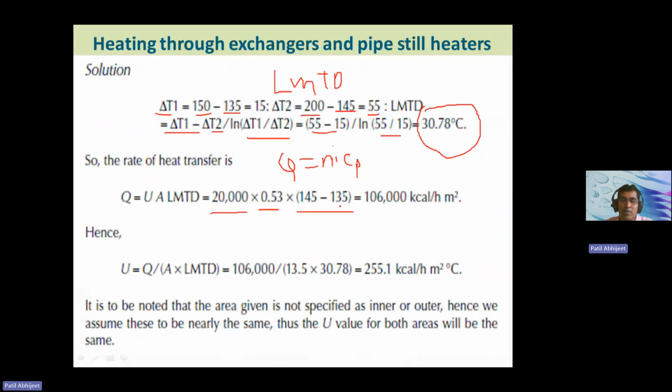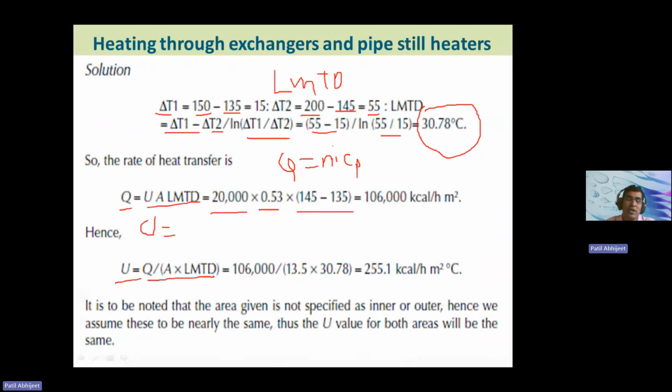That is 106,000 kilocalorie per hour per meter square. Now we can set this equal to this equation: Q is equal to UA LMTD. We know the LMTD, we know the area A. From that we have to calculate the value of U. So U will be equal to Q divided by A into LMTD.